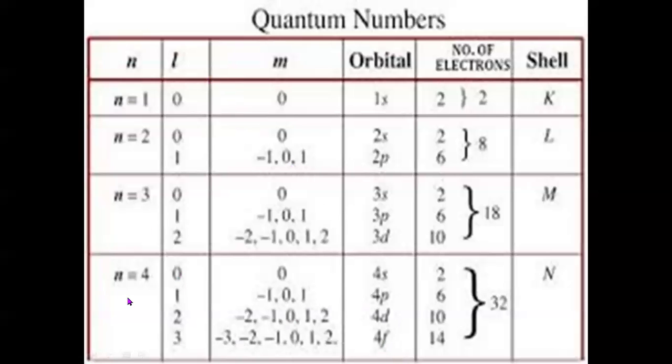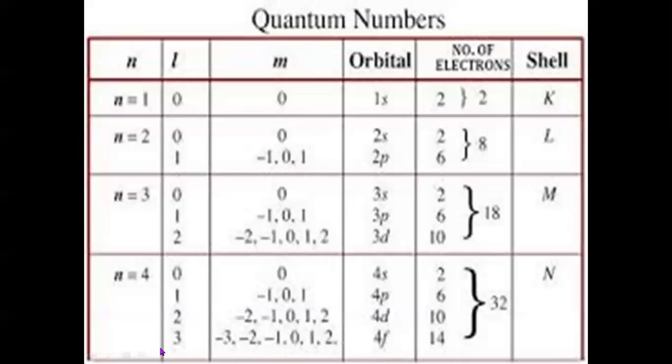So in the fourth orbit or fourth main energy level, which is called N, we will be having 4 values for L ranging from 0 to 3. For 0, M is equal to 0 and it is the 4s orbital, and there will be 2 electrons. L equal to 1 means there are 3 orbitals in the P sublevel called 4p, and 3 into 2, 6 electrons. Similarly, for L equal to 2, 5 values for M from -2 to +2, 5 into 2, 10 electrons.